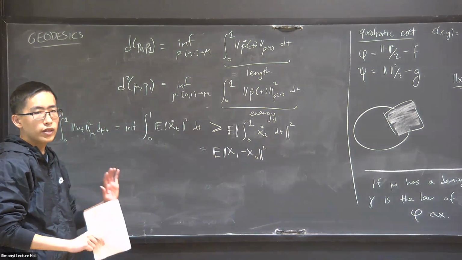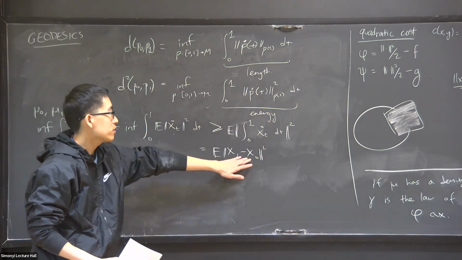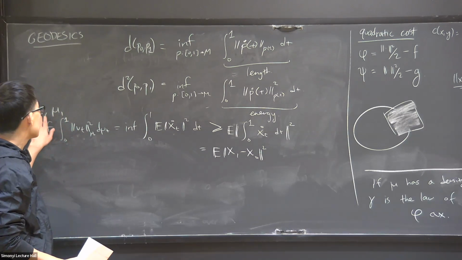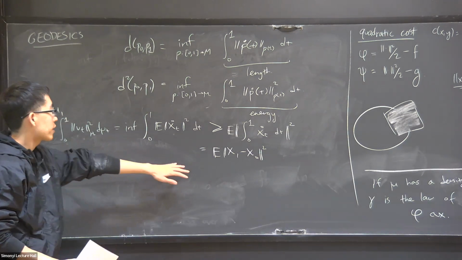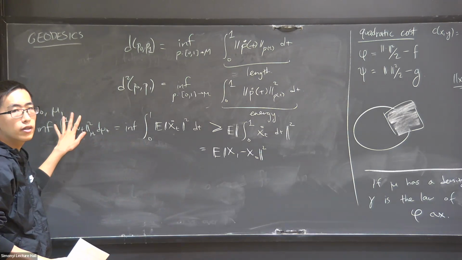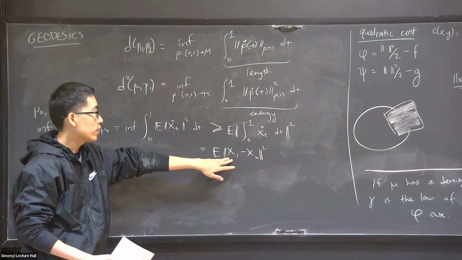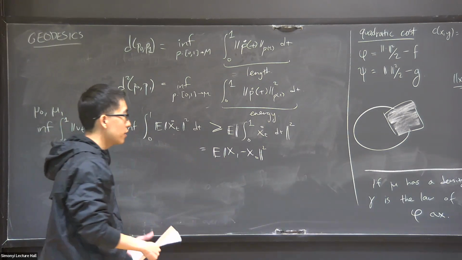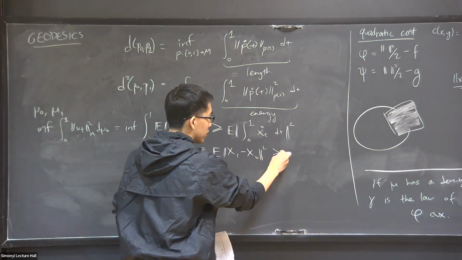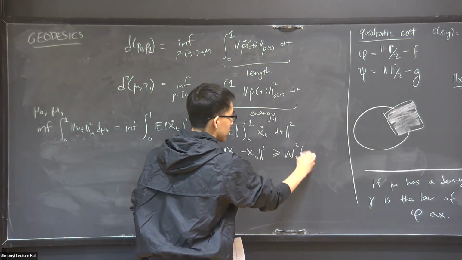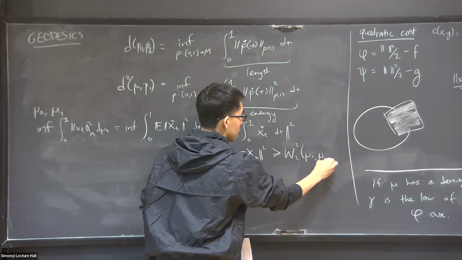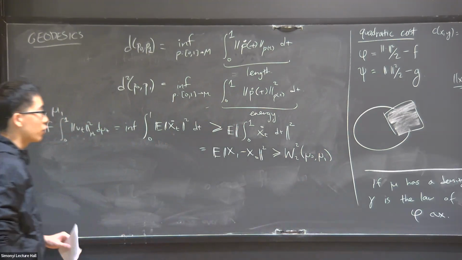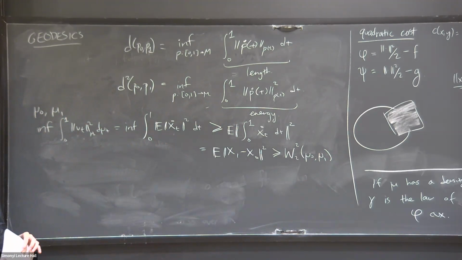Now, this constraint on my distributions means that x0 has to be distributed according to mu 0, and x1 has to be distributed according to mu 1. So x0, x1 is actually a coupling of the two distributions, mu 0 and mu 1. Because the Wasserstein distance is the smallest coupling cost, I know that this is only bigger than the squared Wasserstein distance.